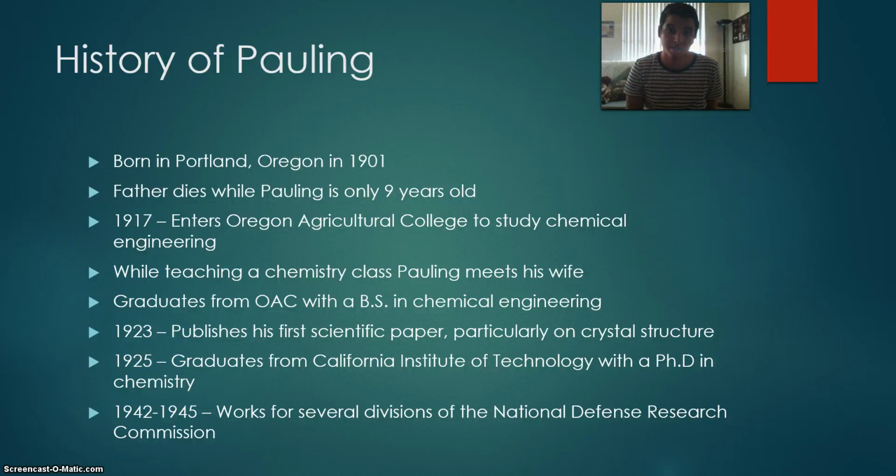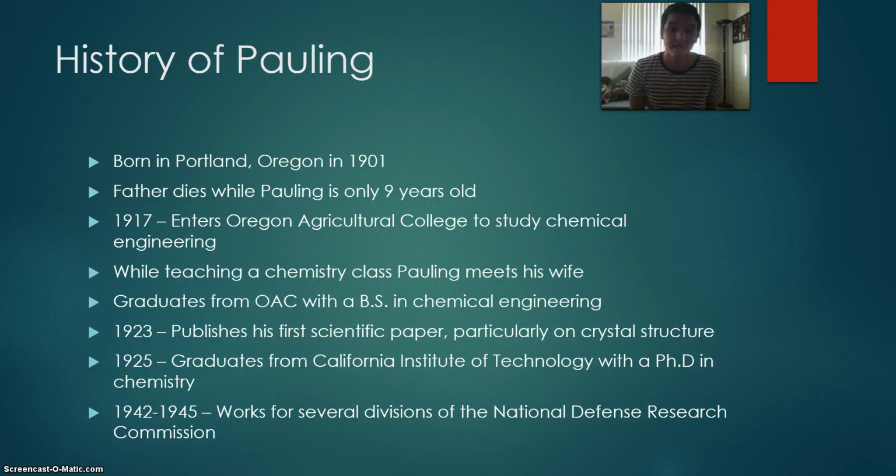His father died while he was at a young age of 9, which forced Pauling to get a job at the age of 12 to help his family and his mother get through. His mom did urge him to become a machinist, but after one of Pauling's friends showed him a chemistry project that he was working on, Pauling realized that he was really interested in the science field.